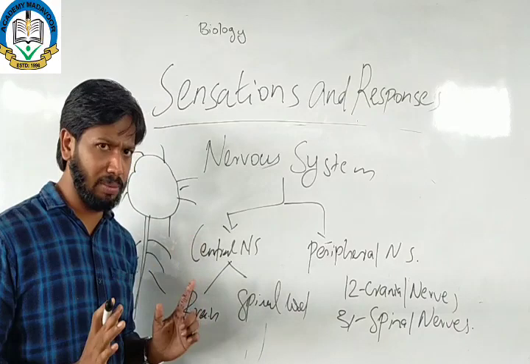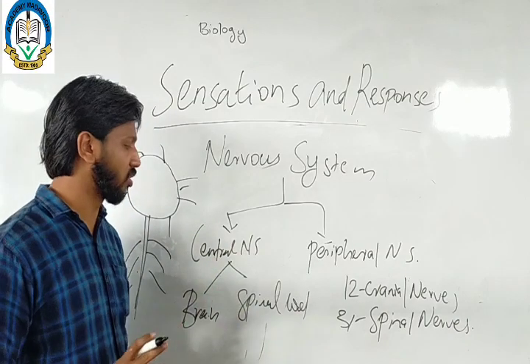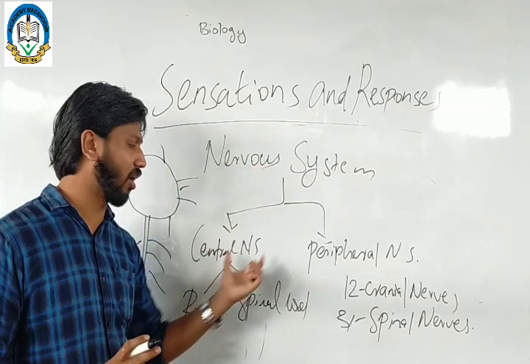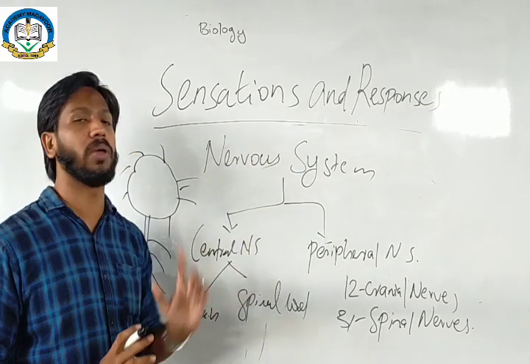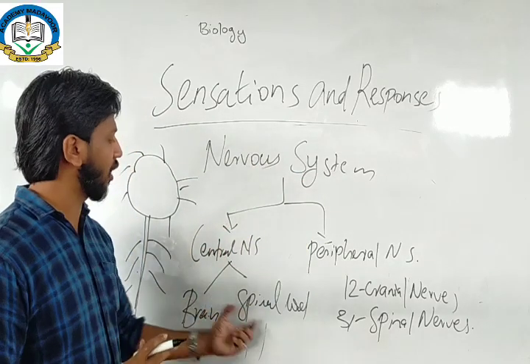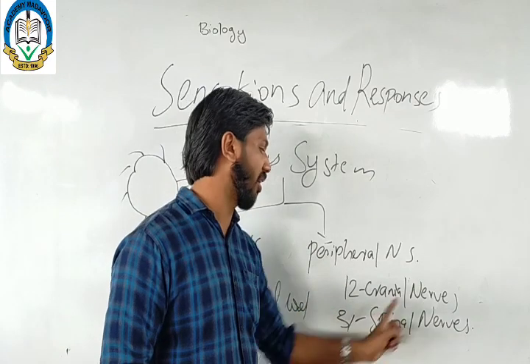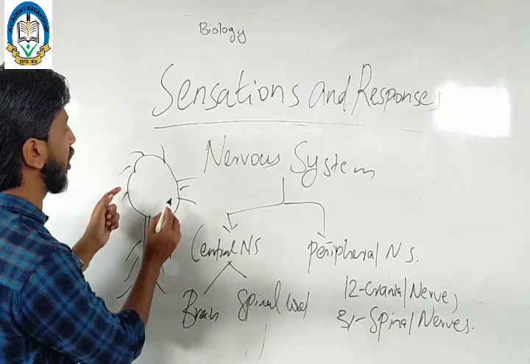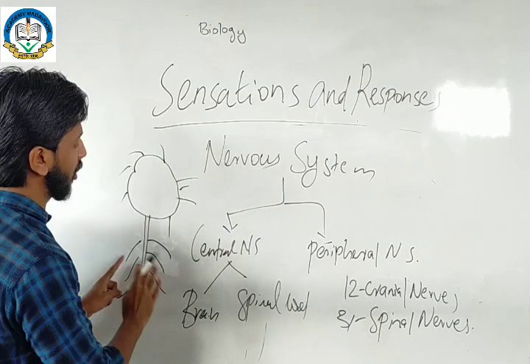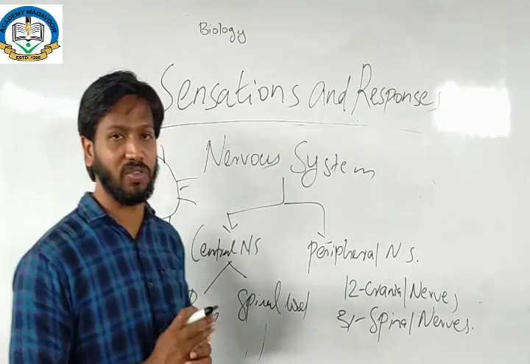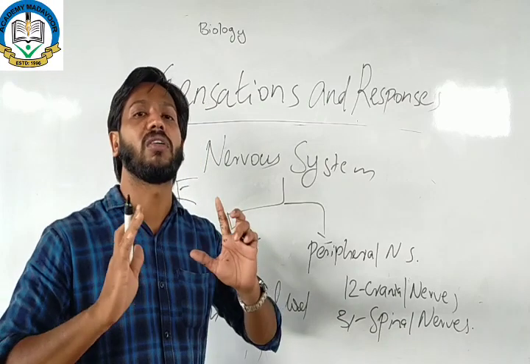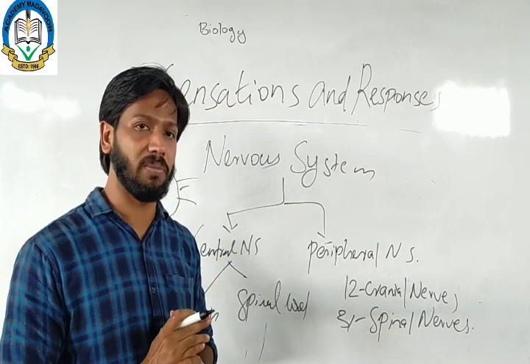Once again I am repeating: our nervous system is divided into two, central nervous system and peripheral nervous system. Brain and spinal cord are the parts of the central nervous system. Peripheral nervous system means 12 pairs of cranial nerves and 31 pairs of spinal nerves.